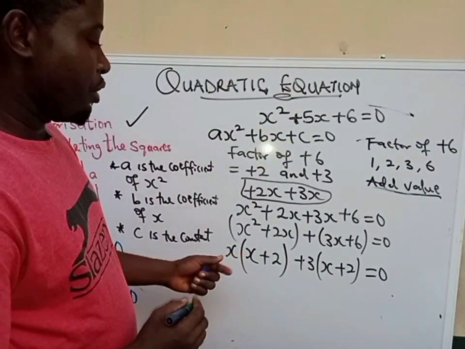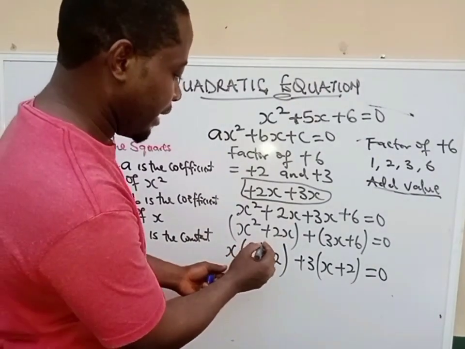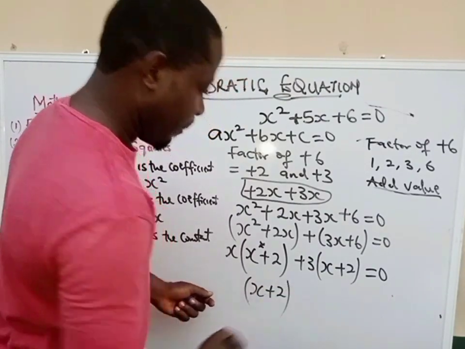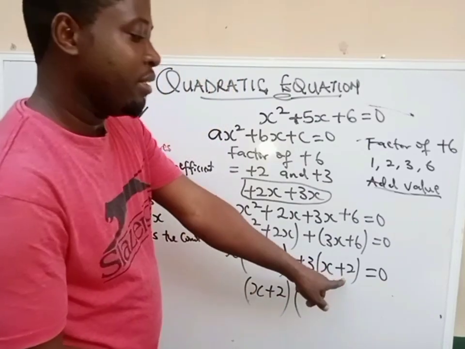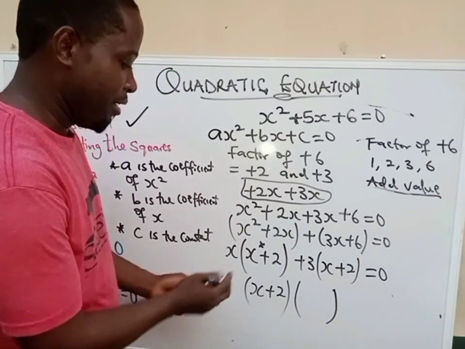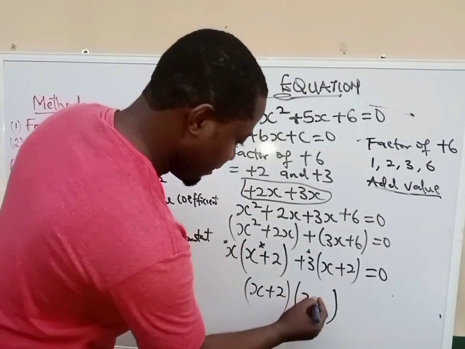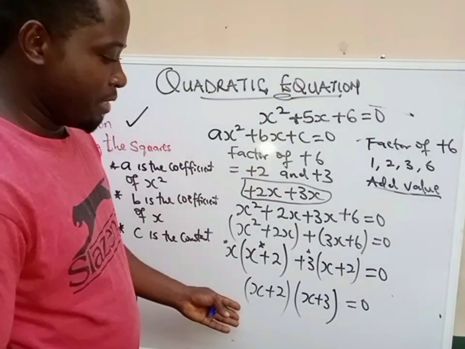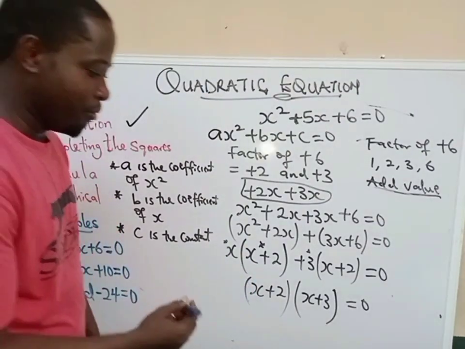Now, in quadratic equation, you have to take note of this. You are going to pick the first one in the brackets, which is x plus 2. You bring it down. And the next one, you ignore the second bracket. So what are you going to put in your bracket now? You now pick this and this. So that will be x plus 3 equals to 0. So we have successfully factorized this. But don't forget, we want to solve for x. We want to find the value of x.